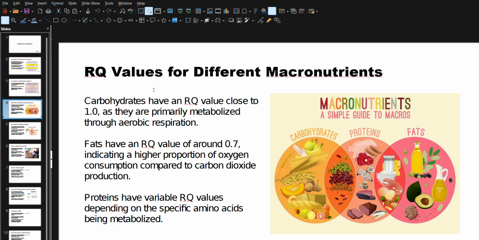Carbohydrates have a respiratory quotient value close to 1.0 as they are primarily metabolized through aerobic respiration. Carbohydrates include these food products. Fats have an RQ value around 0.7, indicating higher oxygen consumption compared to the carbon dioxide produced. And proteins have variable RQ values depending on the specific amino acids being metabolized. That means the RQ value will depend on which amino acid is being metabolized by a particular individual.